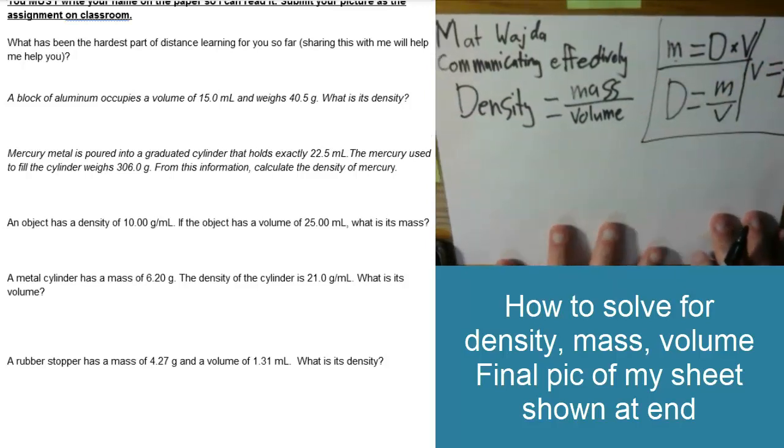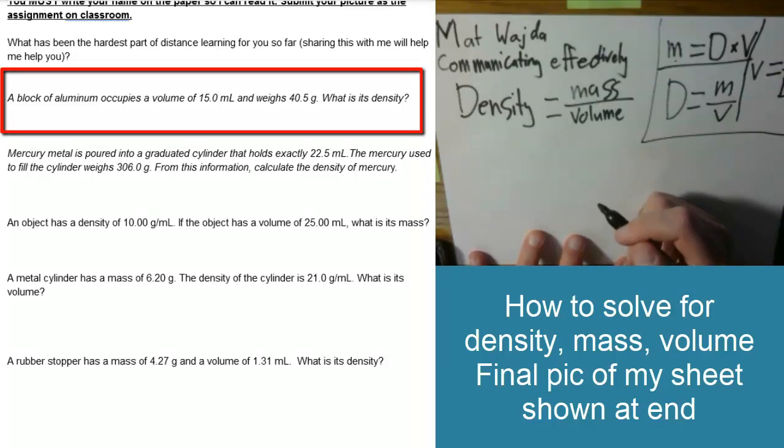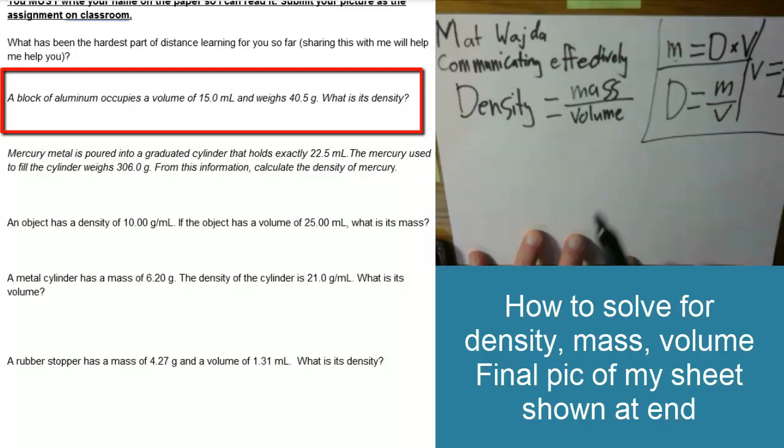And now for our 2 problems. A block of aluminum occupies a volume of 15 milliliters and weighs 40.5 grams. What is its density? So the first part is figuring out which version of the formula you want. We had started doing this in class, but again, just making sure we really get this. What is its density? So it's asking us to solve for density.